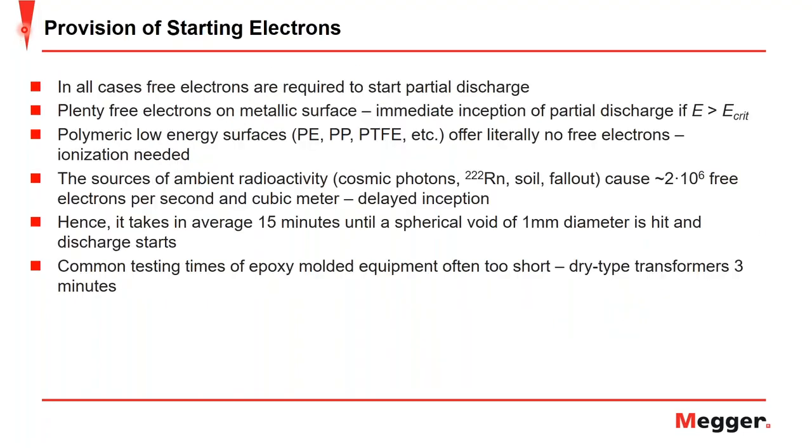So when we talk about starting electrons, there are provisions for starting electrons that change depending on the material. But one thing is certain. In all cases, free electrons are required to start partial discharge. So if there are no electrons, there is no partial discharge activity.